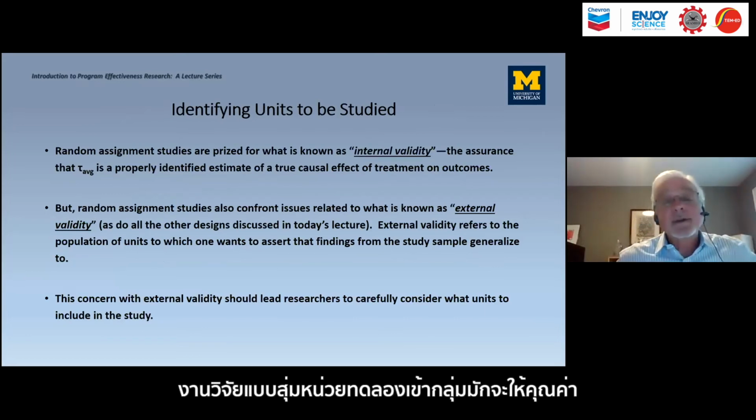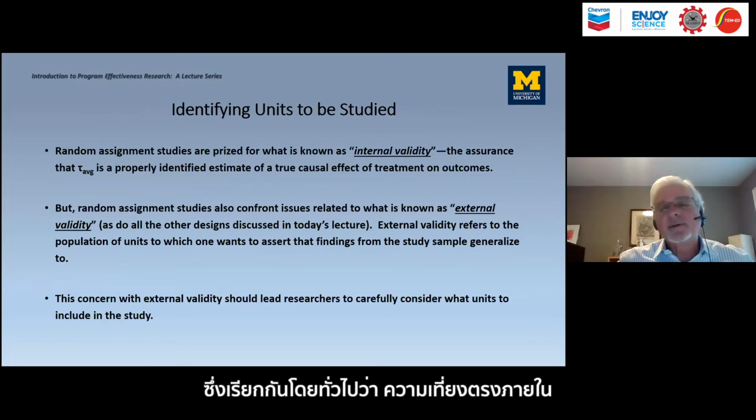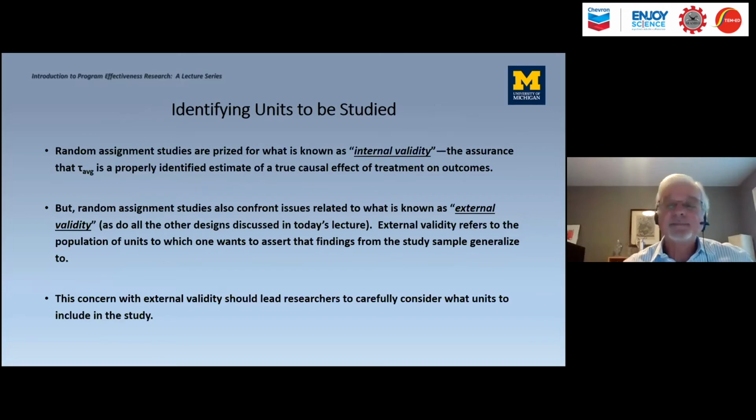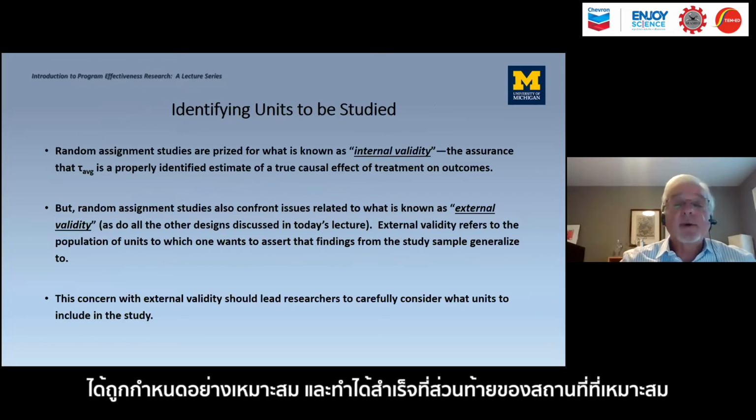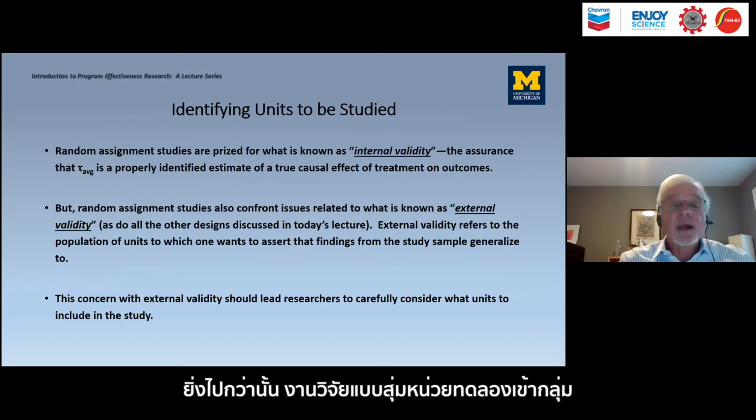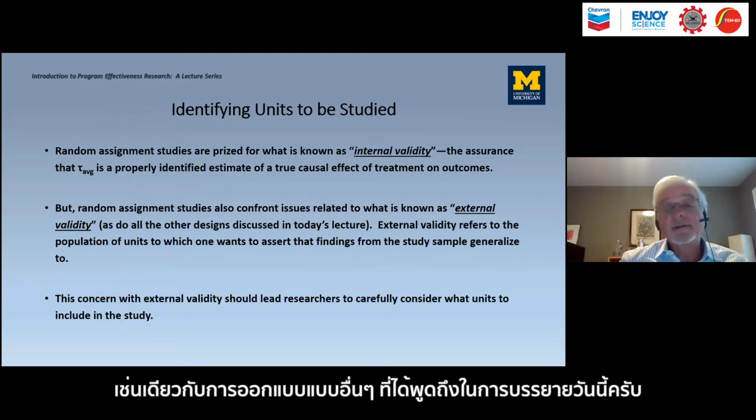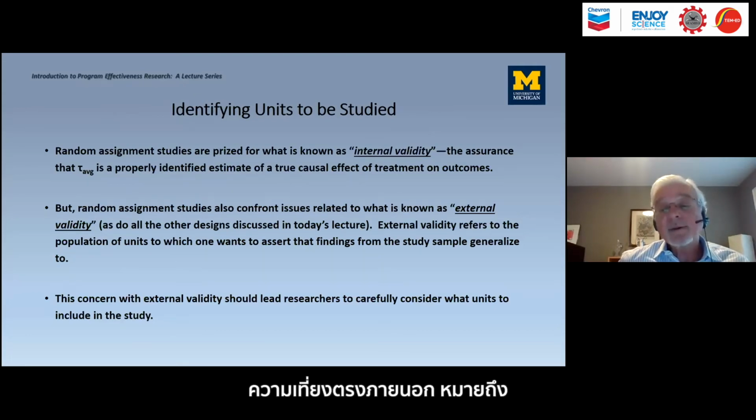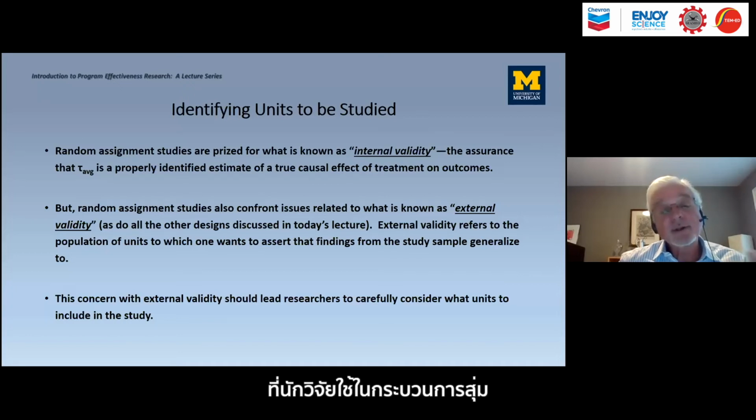So random assignment studies are prized for what is often called, in the program effectiveness literature and in research design literature generally, internal validity. Internal validity is the assurance that tau average, the treatment effect, has been properly identified, that is, unbiased and of the right size. But random assignment studies also confront what's known as external validity, as do all of the designs discussed in today's literature. External validity refers to the population of units to which the findings from the randomized study generalize.